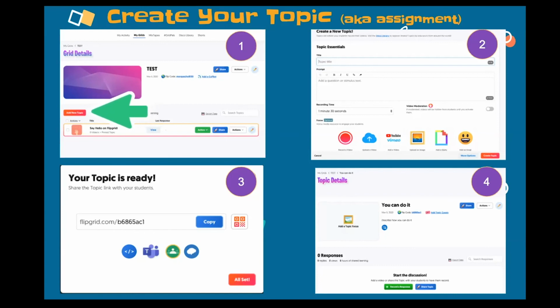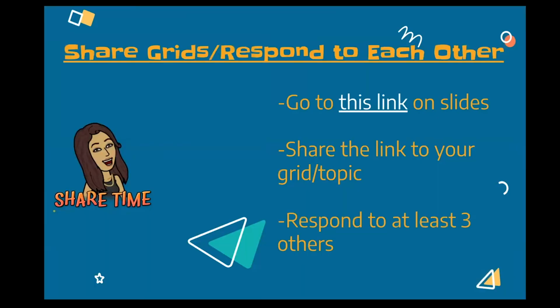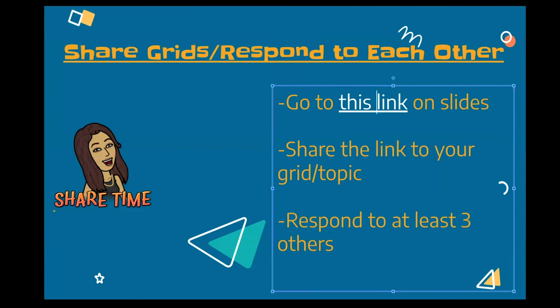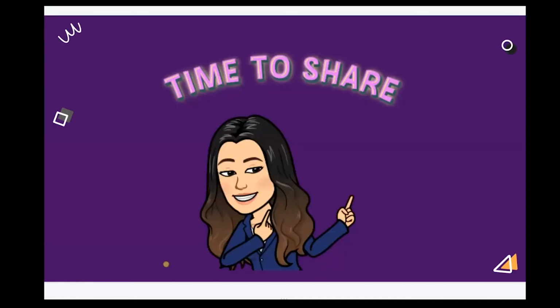All right, everybody, how are we doing so far? Good? Good. All right, so once I created my topic, click on share. The next part that we are going to do is respond to and participate in each other's Flipgrid. So I have a file here. If you're in the copy of the presentation on slide 15, there is a link here, and I'll also put that link into the chat box. There's the live link in there, so all you should have to do is click on that within the chat box, and that will open up this slide presentation.